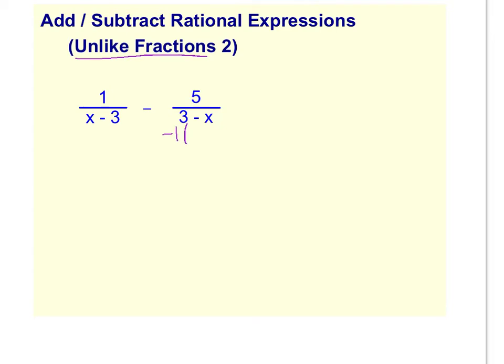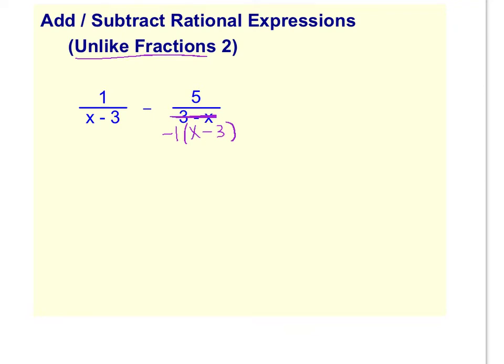Now remember, when you factor a -1 out, it is going to change the signs of the 3 and this negative x. This will become a -3, and this will become a positive x. When those signs change, you can go ahead and rewrite that order so you can switch them to x minus 3. Here's my positive x, -3.